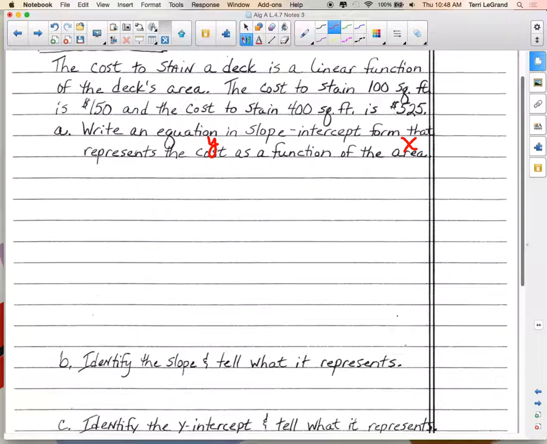So we need some points. And even though they didn't give us a table this time, anybody know how many points you think we could set up from this? 100 square feet, that would be the X value. And then $150 would be the Y. Okay, there's one point. Somebody else want to give another one? 400 square feet is 525. So we have the ordered pair 400, 525. Okay, you find the slope, because you know how. Decide which one's going to play which role, and find the slope of this line.